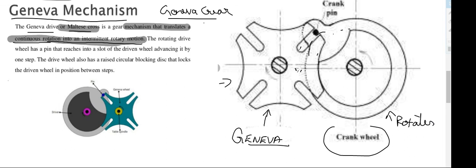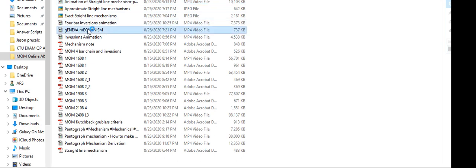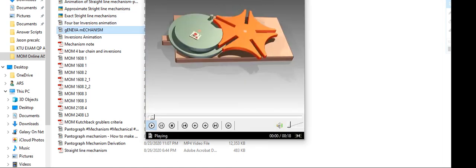So we will see that, then you will understand it well. So let me put that Geneva mechanism. Okay, this is the Geneva mechanism. We will see how it works. This is the crank wheel that rotates continuously and drives the Geneva wheel. That orange thing is the Geneva wheel. That continuous rotary motion is converted into intermittent rotation, that is, stop and start rotation.